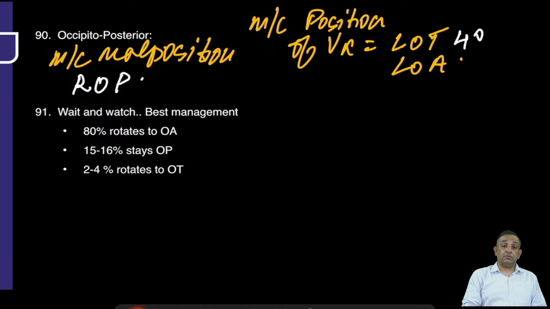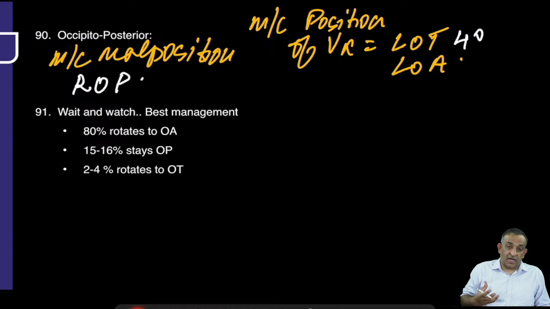Now, wait and watch is the best management in occipito posterior. This has come in AIIMS exam when it was only AIIMS, then it has come in INI-CET exams. Occipito posterior comes in your MCI exams, they're very fond of asking. Please remember, if you see occipito posterior, obviously the back of the baby is towards the maternal spine. So under the umbilicus, there is sudden flattening of the mother's abdomen, and the fetal heart is very prominent because the chest of the baby is towards the anterior wall of the mother.